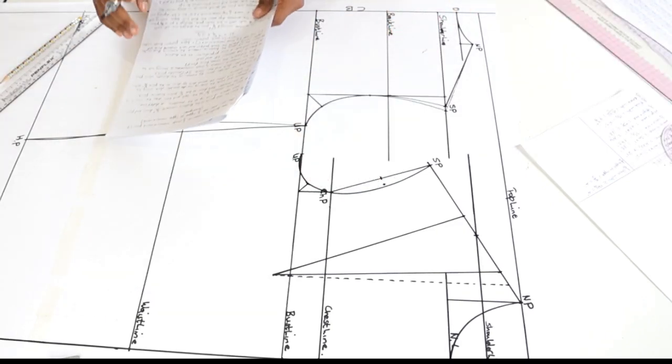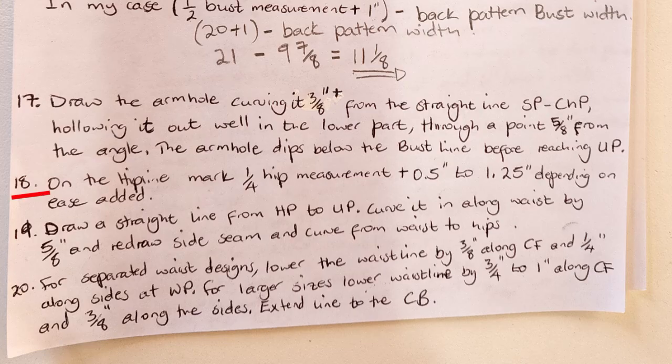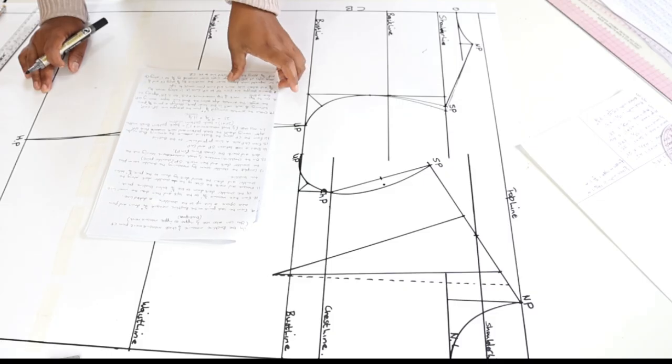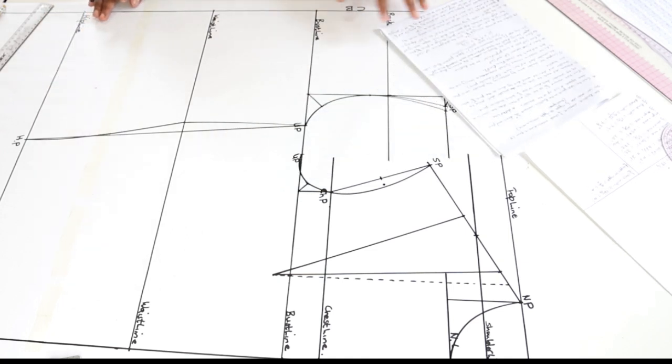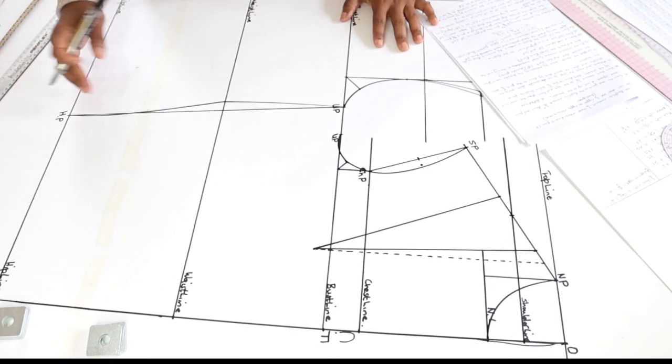So that's how it is. And then next, it says on the hip line, we are going to mark 1/4 of the hip measurement plus 0.5 inch up to 1.25 inches. This is depending on the ease. So basically the way that we've drawn our patterns, they will meet on the hip line.